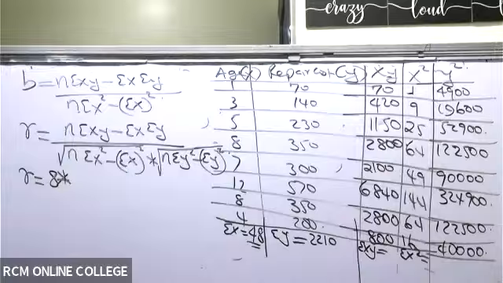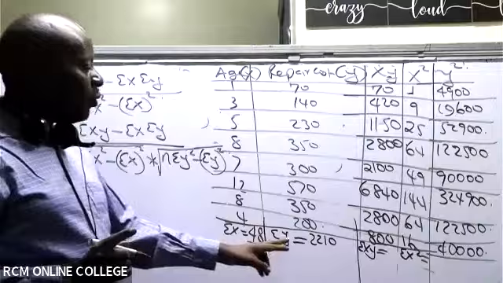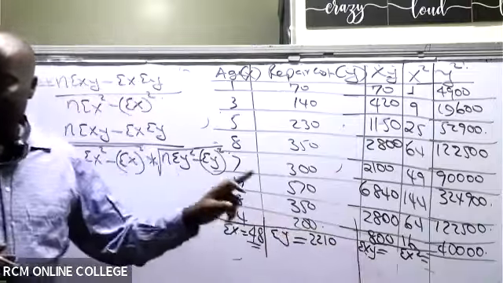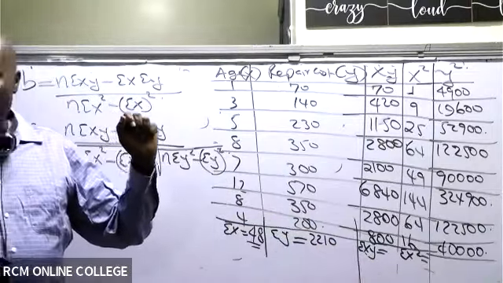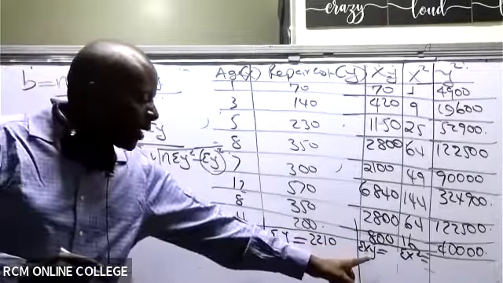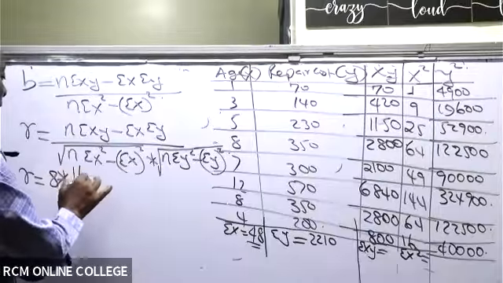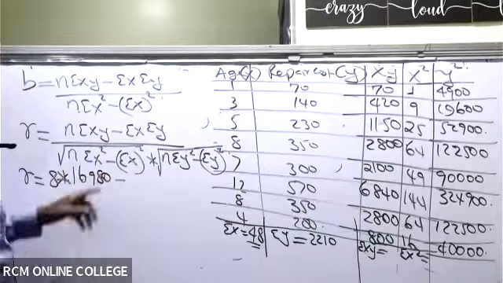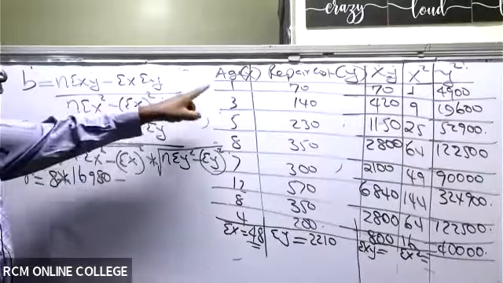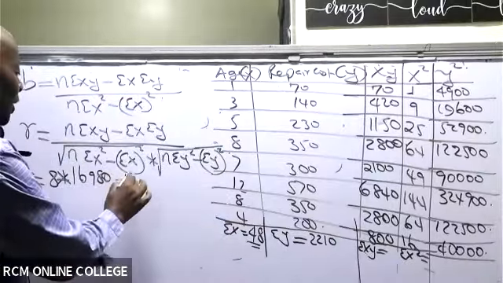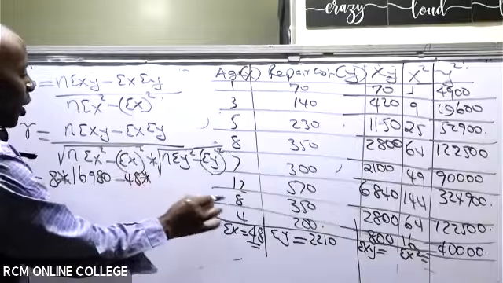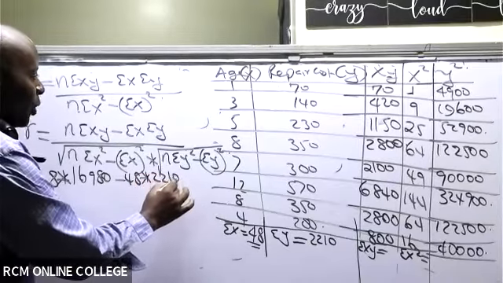Anybody who can remind Mwalimu the summation of xy would really be happy. If I'm reminded, summation of xy, not sum of x alone, not sum of y, summation of xy. Just remember, this xy was 16,980. Minus now summation of x times summation of y. Summation of x I have here, it is 48, times summation of y, which I have as 2210.